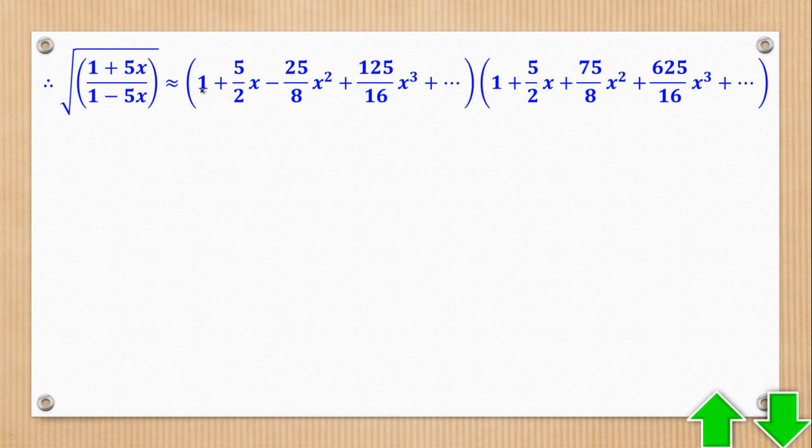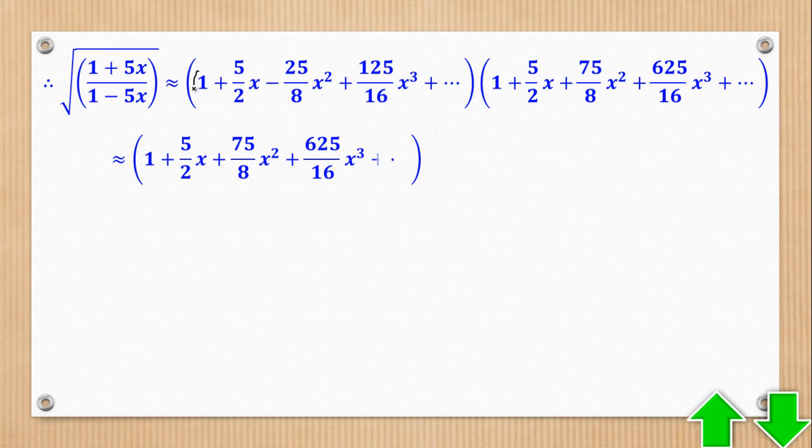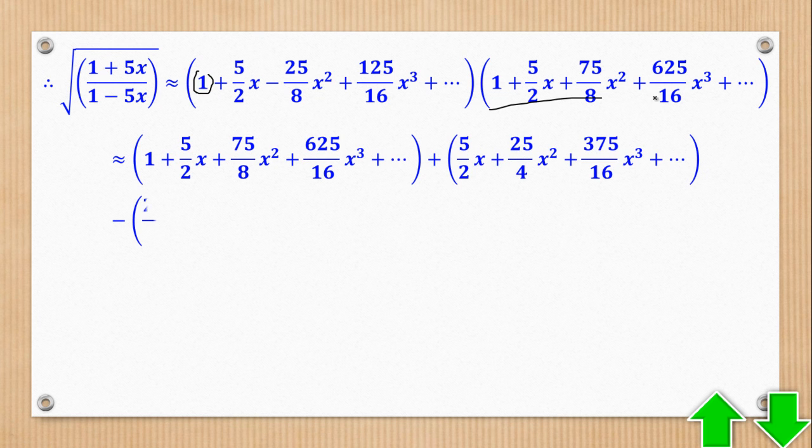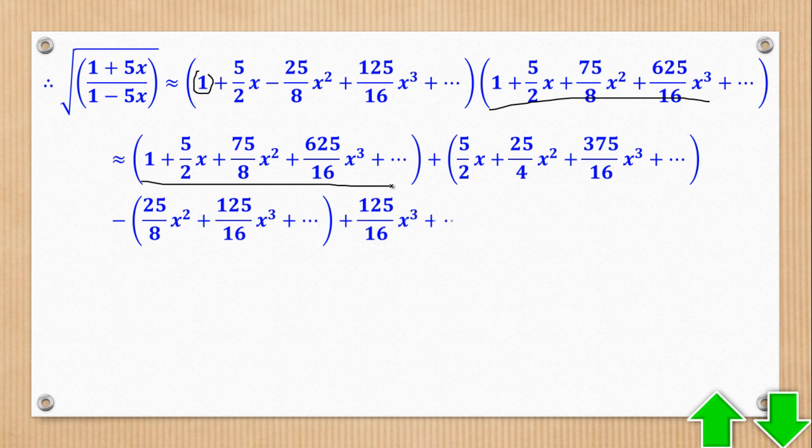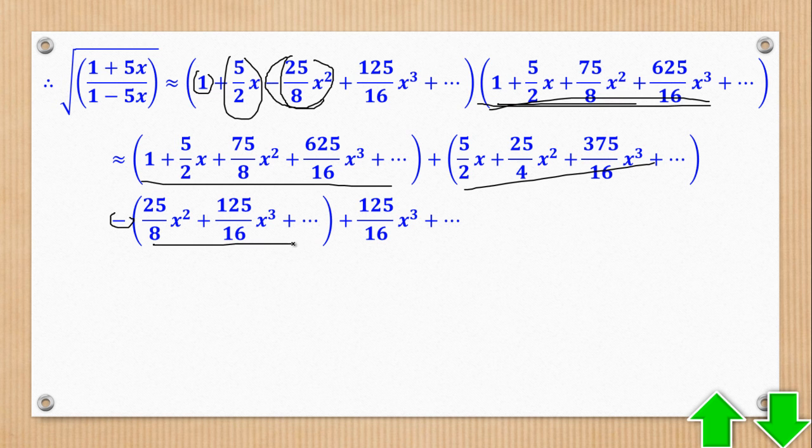So here I have to open brackets. So 1 times the whole of this gives you this. Then 5 over 2x times the whole of this gives this. Negative, okay, this negative is here minus. So you shall say 125 over 8x squared times the whole of this gives you this. Then this times the whole of this gives you this.